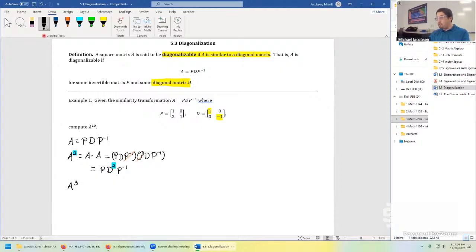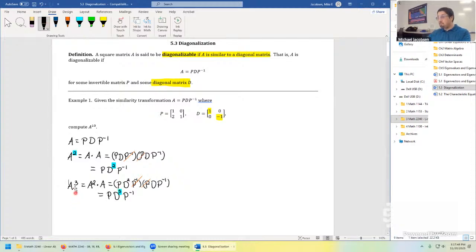Let's work it out again. A cubed, just to see if the pattern works. A cubed can be factored as A squared times A. Substituting in for A squared, we found it's P times D squared times P inverse. Substituting in for A, it's P times D times P inverse. But then we just get pretty much the same kind of cancellation. The matrices D squared and D combine, giving us P times D cubed times P inverse.